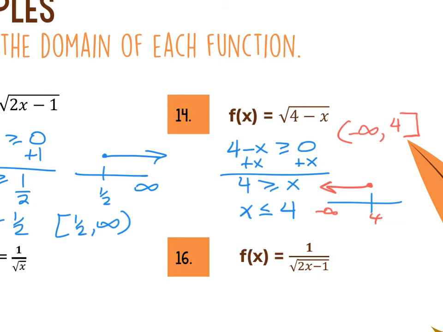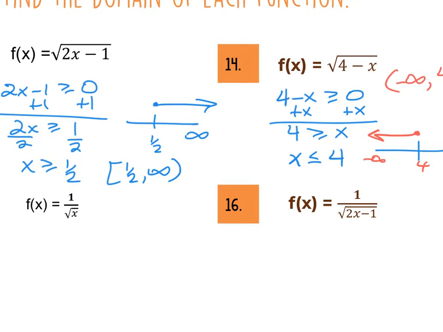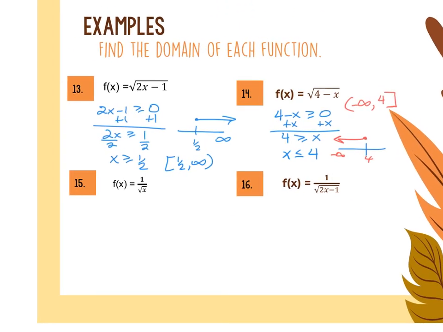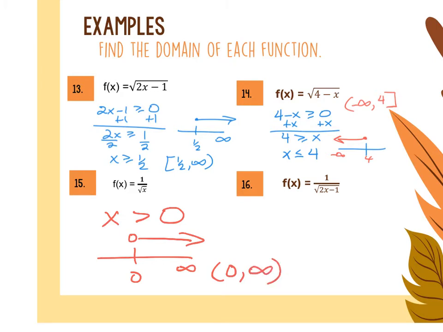15, now we're moving the radical to the denominator. Remember, for the denominator, we don't want it to be 0, and because it's a radical, we want it to be positive. So when the square root's in the denominator, you take what's under it, but this time it's only greater than 0, because it cannot equal 0 when it's in the bottom of a fraction. And so graphically, this would just be an open circle going to the right. So this would be 0, comma, infinity, and they're both in parentheses.